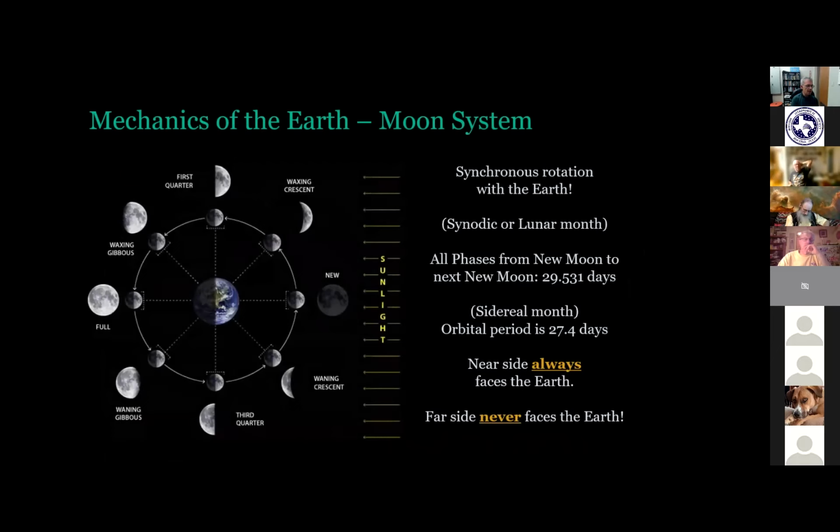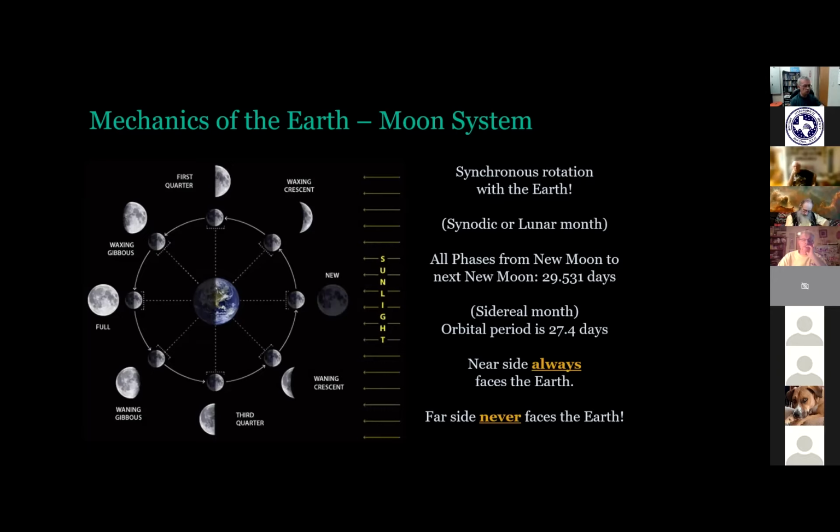Now, looking at the mechanics of the Earth-Moon system. We have to remember that the moon is in synchronous rotation with the Earth. That means we have the same side facing the Earth the whole time, the same hemisphere. This is the near side, which of course we call the trailing hemisphere. The other side, the far side of the moon, we never see. It's what we call the leading hemisphere.